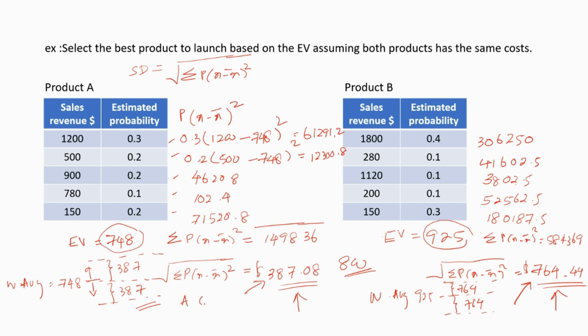So for product A, the coefficient of variation equals the standard deviation 387 divided by the expected value 748. This equals 0.52. This is the coefficient of variation for product A. For product B, the coefficient of variation equals the standard deviation 764 divided by 925, which equals 0.83. Now we can compare these two values. For product A, the coefficient of variation is 0.52. For product B, it is 0.83. So product B is riskier.